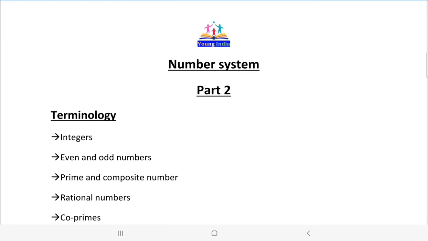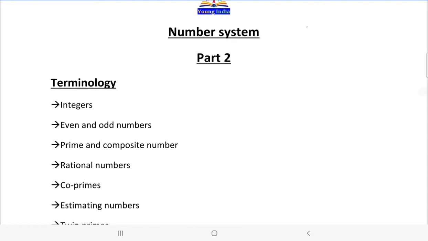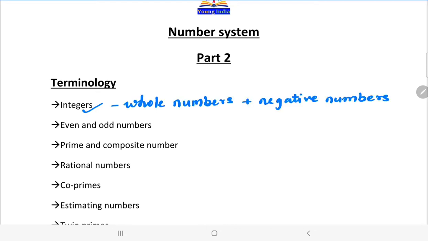Today in this class, let us continue the number system that we were discussing in the previous class. The first topic that we are going to discuss in today's class is integers. First, let us see what is meant by integers. So, integers is the combination of whole numbers and negative numbers. This is the definition of integers.